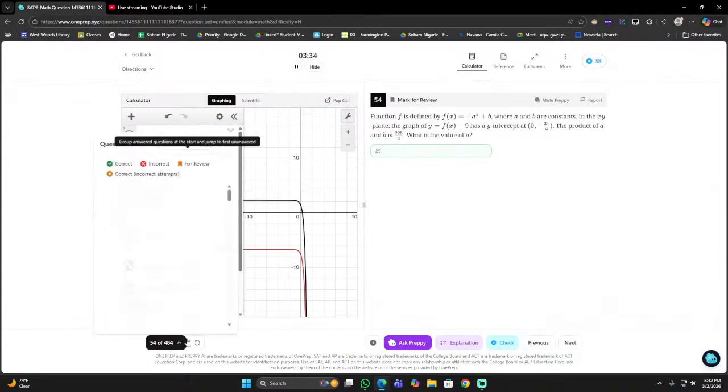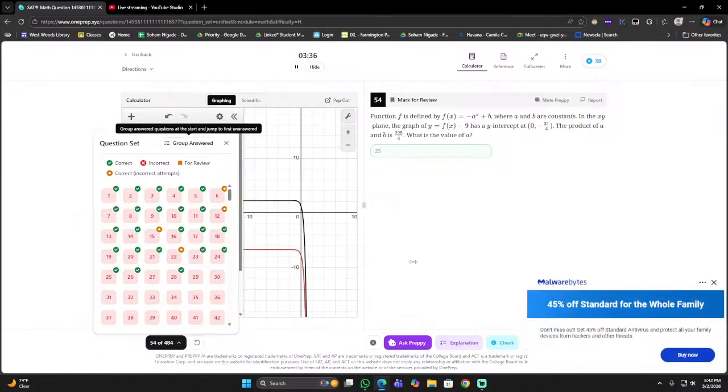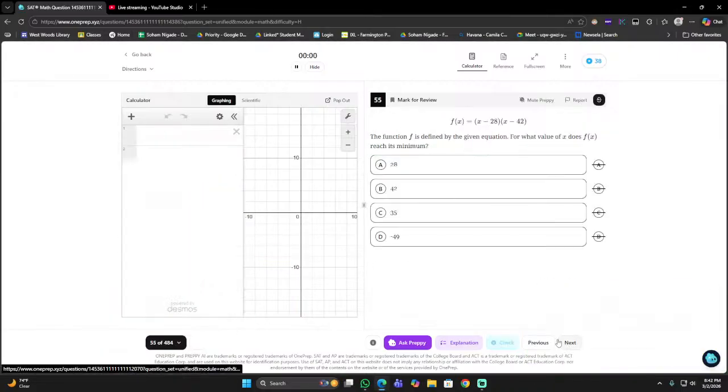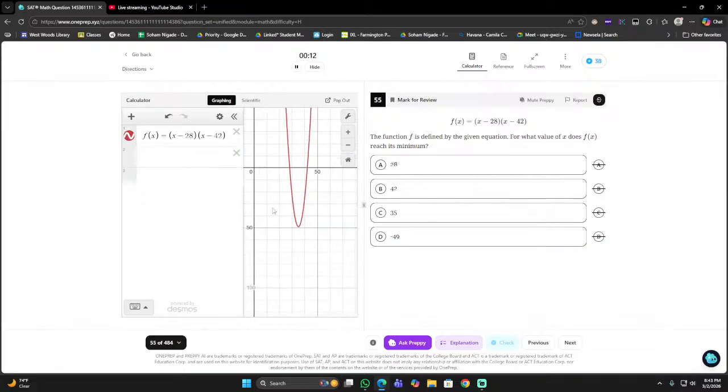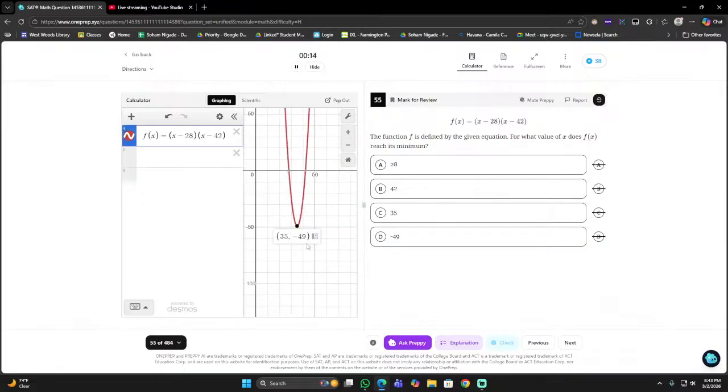Next question. We're on like what, 55? Okay. Function is given by this equation. Just plug it into Desmos. That's what I call it at this point. x minus 28, x minus 42. Given by this function, we can tell that the minimum value is this. For what value of x, which is 35, boys?